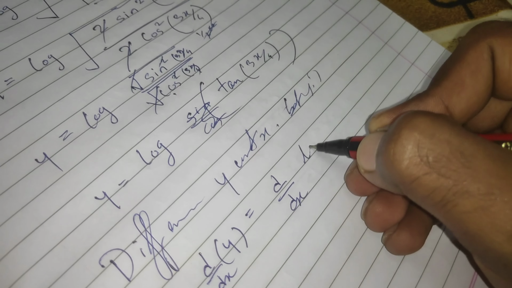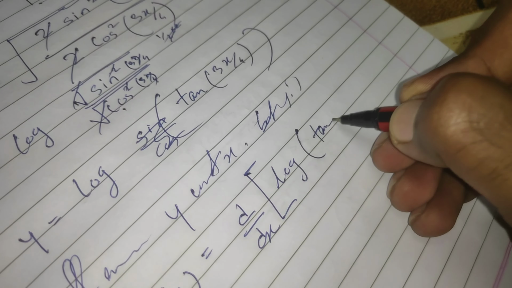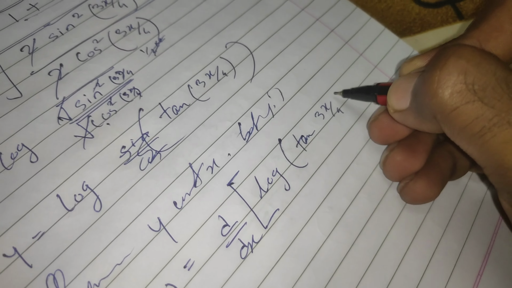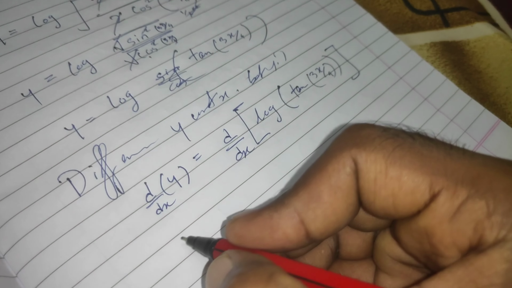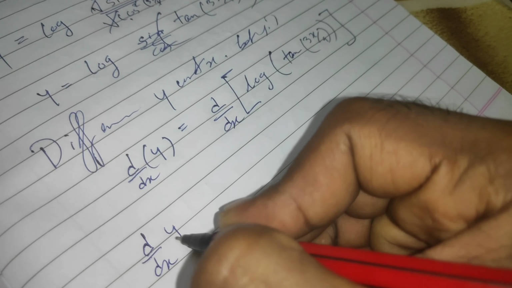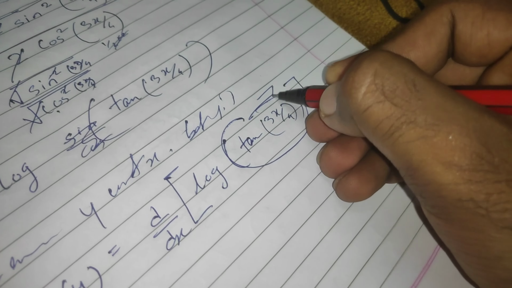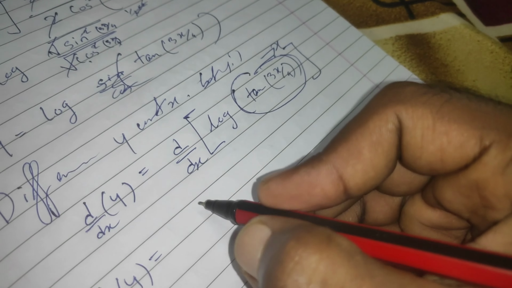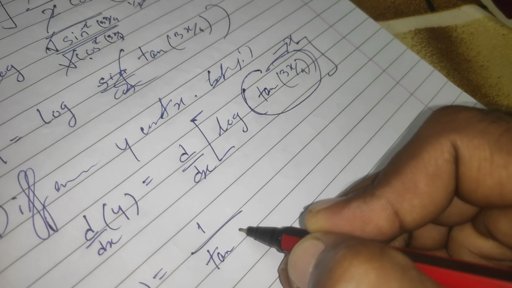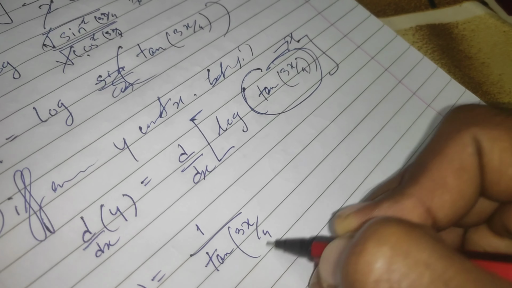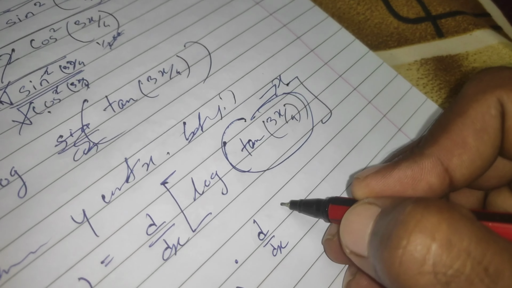So d by dx of y equal to d by dx of log(tan 3x upon 4). Put the brackets to avoid confusion. So d by dx of y equal to the derivative of log x, which is standard, 1 by x. I am considering this tan 3x upon 4 as x, so 1 by x into the derivative of which I have considered as x, tan 3x upon 4.